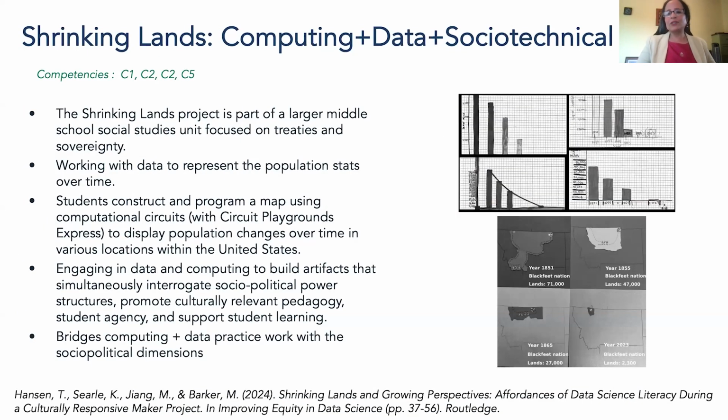The Shrinking Lands project is the report's featured culturally relevant and responsive example. It draws from Hansen and Christian Searle's work. It's a project that's part of a larger middle school social studies unit focused on treaties and sovereignty. Indian treaties in the US, students construct and program a map using computational circuits that overlays tribal land areas before and after a series of US treaties, letting students visualize the loss of tribal lands over time.